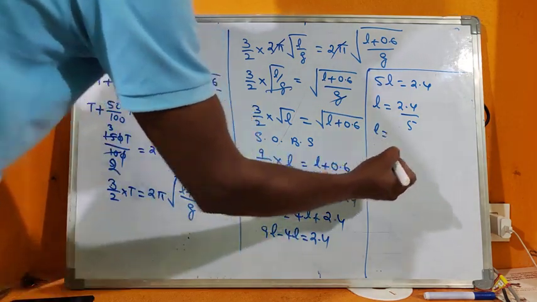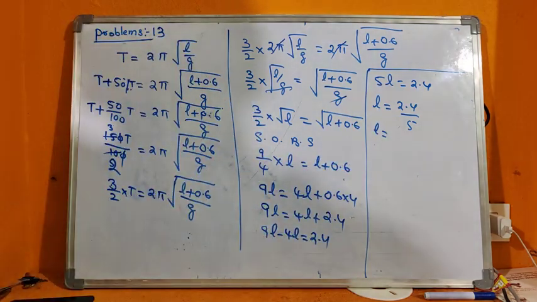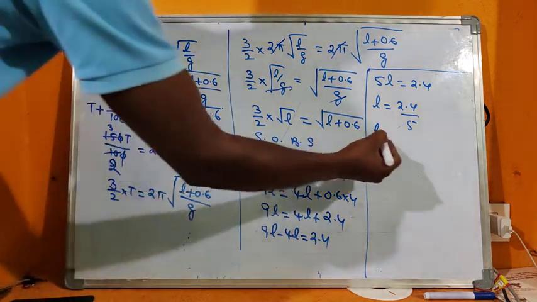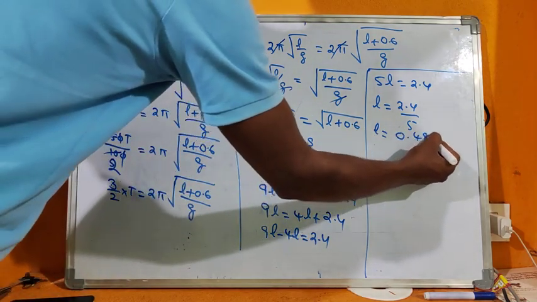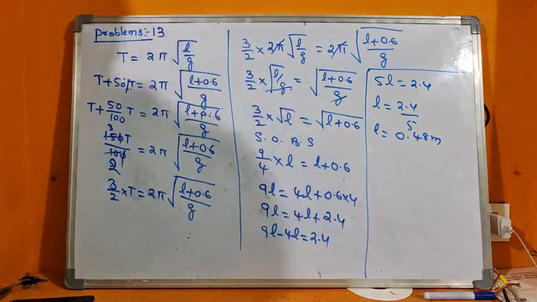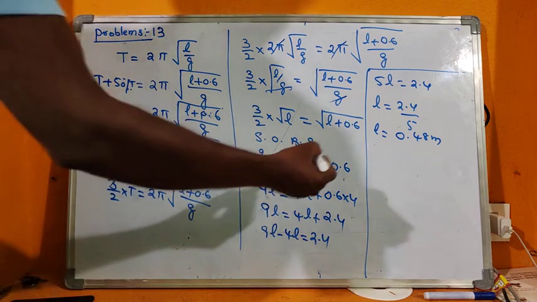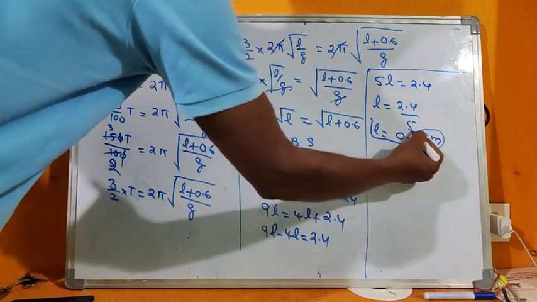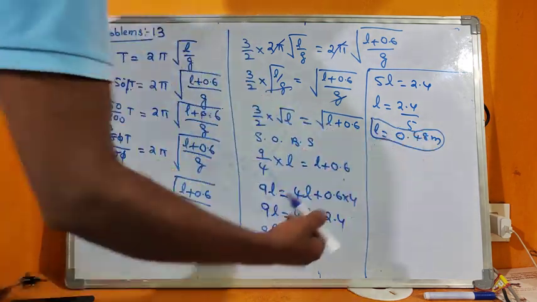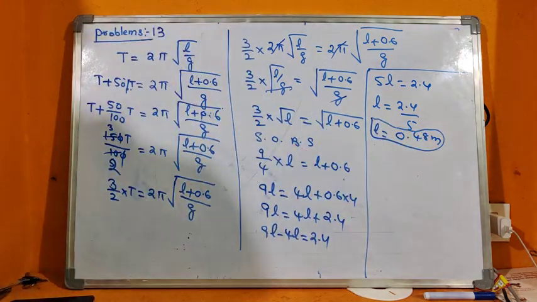L is equal to 2.4 by 5, which is 0.48 meters. This is the initial length of the pendulum, L, equal to 0.48 meters.